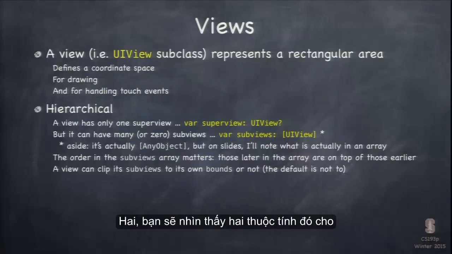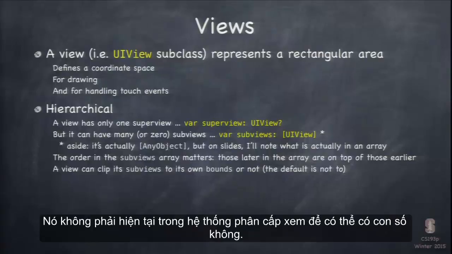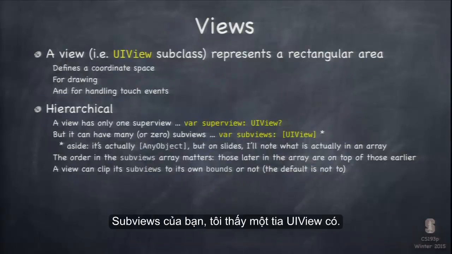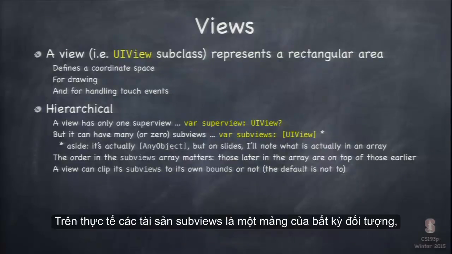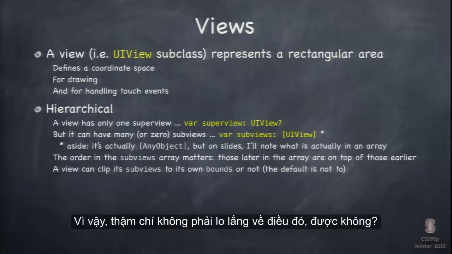You can see the two properties there for getting your superview. Notice it returns an optional. That's because you can have a view that's not currently on screen. It's not currently in a view hierarchy, of course, so that could be nil. Your subviews, I show array of UIView there. Actually, the subviews property is an array of AnyObject, again for historical reasons, but there will always be UIViews in there. So don't even worry about that.